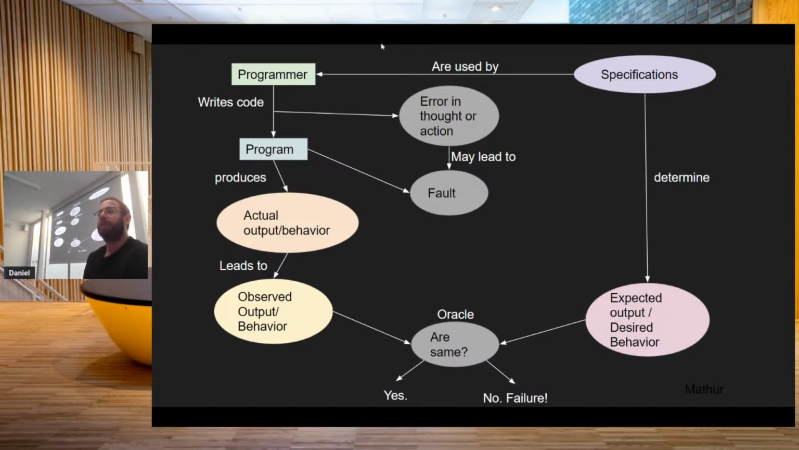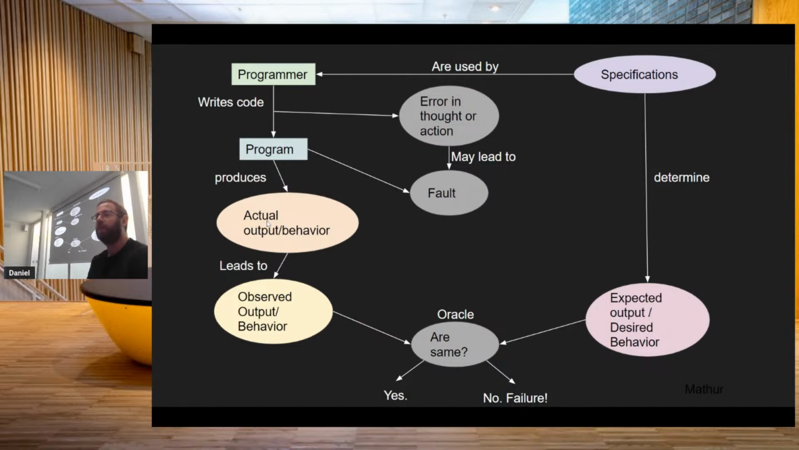Okay, so many of these things are already written. So we have a specification. It's used by a programmer to write code. The code becomes a program. When we write code, we might make an error. We make an error in thought or in action. That leads to a fault. We could interpret the requirements wrongly. We could write the requirements wrongly. We could write the code wrongly. And that error leads to a fault in the program.